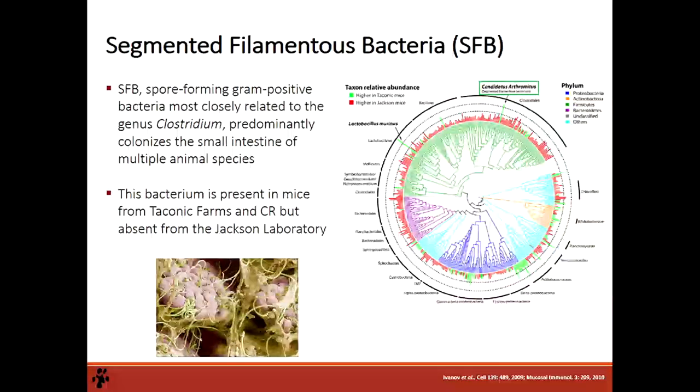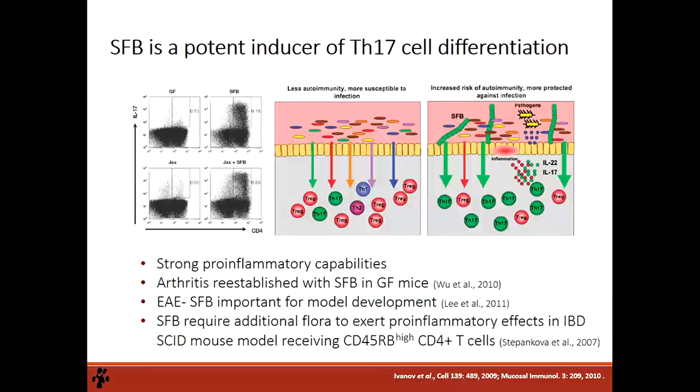Quickly, what about other commensal organisms? There's a lot of literature now on the segmented filamentous bacteria, which are commensals in different strains of mice. And interestingly, this particular organism is present in Jackson and Charles River mice, but organisms are present in Charles River and Taconic mice, but not in Jackson mice. So already you're having a variability of an important organism that's present in some of our commercial strains but not in others. And what does that mean? It means that this organism is now identified as a potent inducer of Th17 cell differentiation and can have an effect on autoimmunity and infection. So again, one organism recently identified as an important mediator of the inflammatory response.